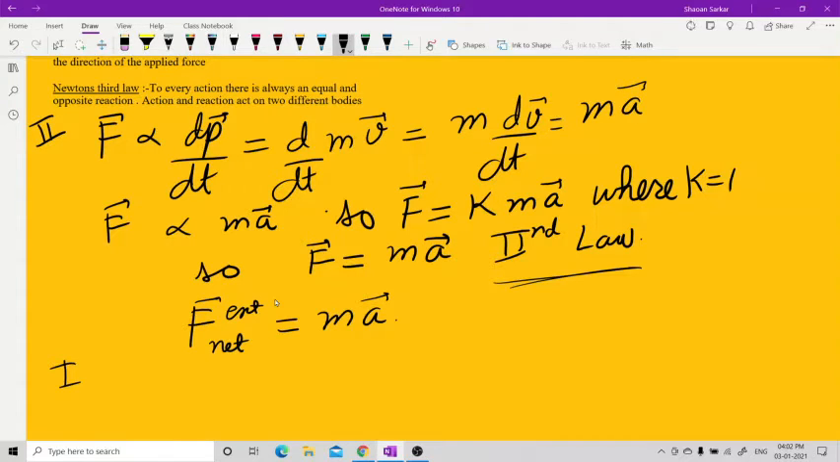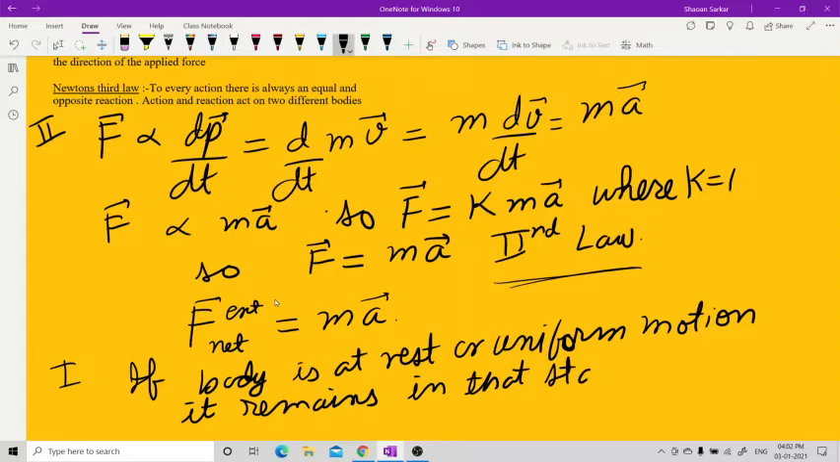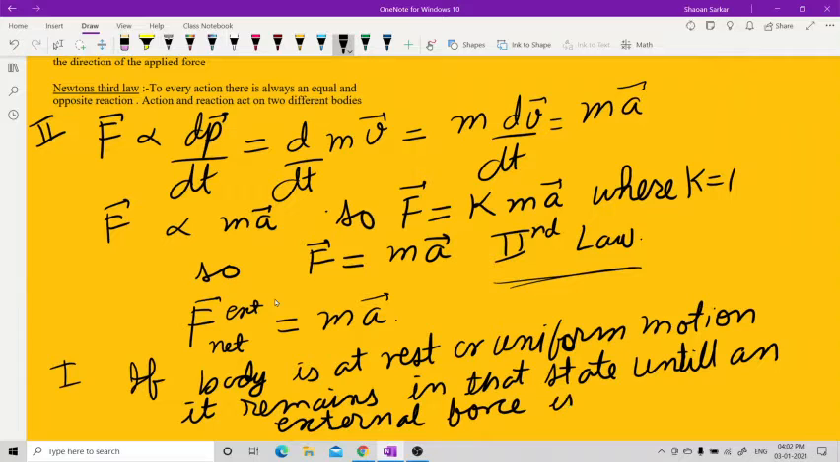If the body is at rest or of uniform motion, it remains in that state until an external force is applied.